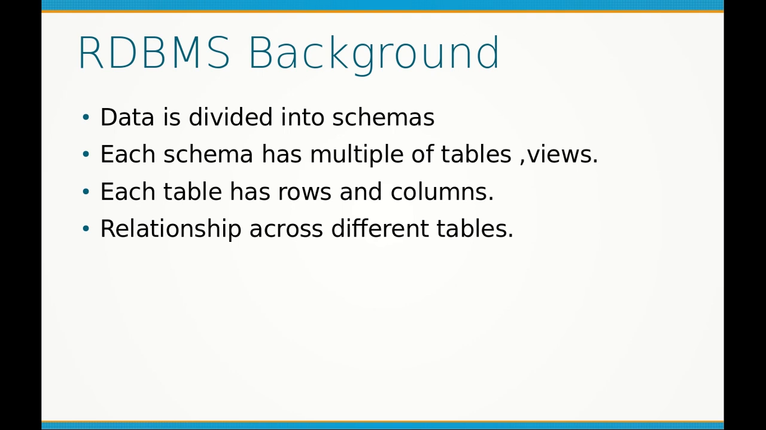Just a little bit about the RDBMS system background. Data is divided into schemas, and each schema has multiple tables and views. Each table has rows and columns, and there will be some relationships across different tables. These tables have primary keys, some constraints on null values, and a few tables can connect to each other via foreign keys. So there are multiple relations that can be built in an RDBMS system. It's just a background. What is an RDBMS system?